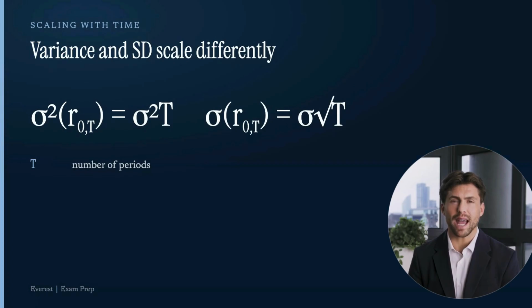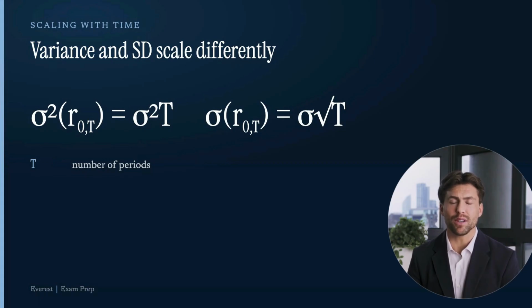Multi-period returns add up. The continuously compounded return over several periods is just the sum of the one period continuously compounded returns. And because of that, variance scales with time too, but not the same way standard deviation does. Variance over t periods is t times the one period variance.